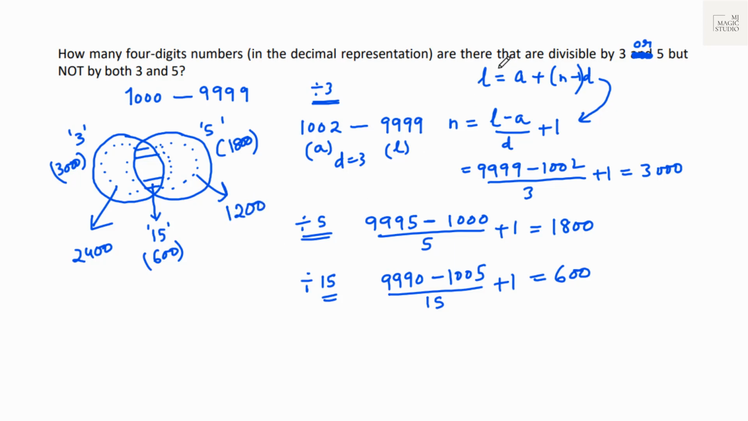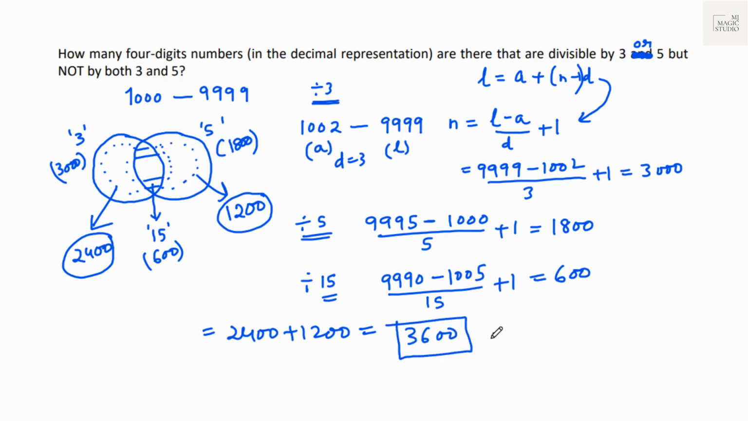So our answer is, how many numbers are there which are divisible by 3 or 5, but not by both 3 and 5? This element we are subtracting. So we will just add this 2400 and 1200. So the final answer would be 2400 plus 1200, that is 3600, to be put in the box.